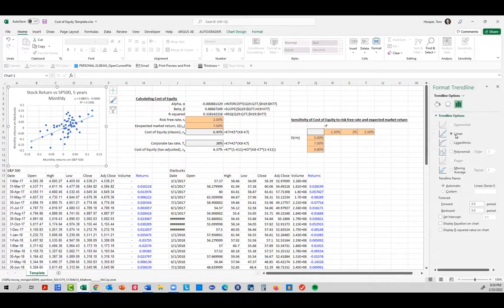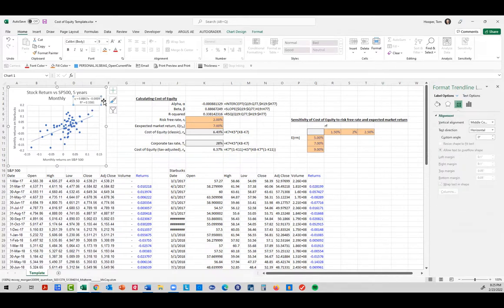What you want is a linear trend line, so you just want a best fit line through that. You want to display the equation as well as the R squared on that chart. I've already done that, so I won't do it again, but this is the equation, y equals mx plus b, and the R squared, 0.3381. We're going to recalculate those numbers in a moment.